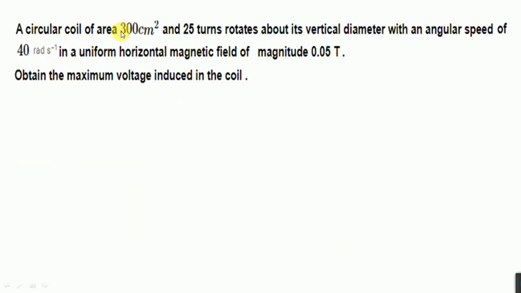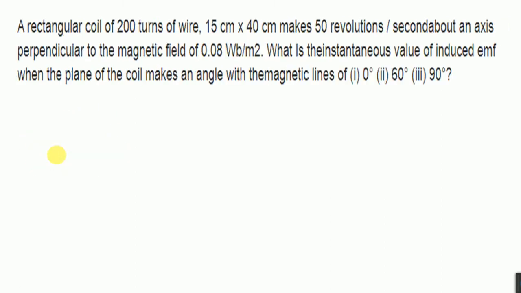This is a question similar to the previous question. We have a circular coil of area 300 centimeters square with 25 turns and moving with the angular speed of 40 radian per second, and the magnetic field is 0.05 Tesla. You have to find the maximum EMF. We know E naught is nBA omega, and using this formula you can easily find the maximum voltage.